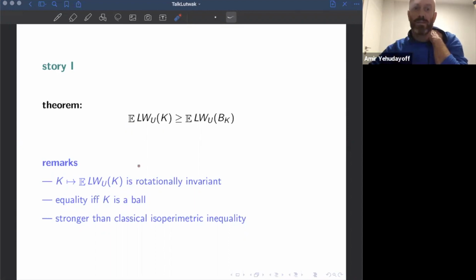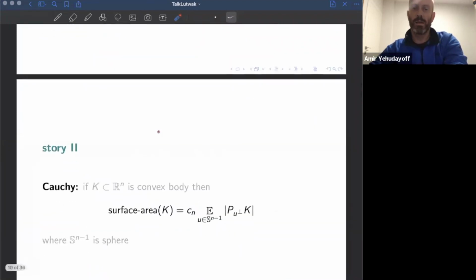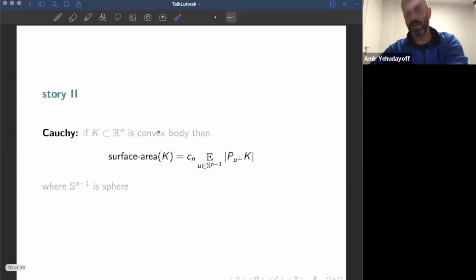Okay, so this is the first story. We have the Loomis-Whitney inequality. There is a choice of basis which we want to remove from the inequality. We can do an average, and this gives us a stronger statement. So this is story number 1. The second story is a very well-known story.